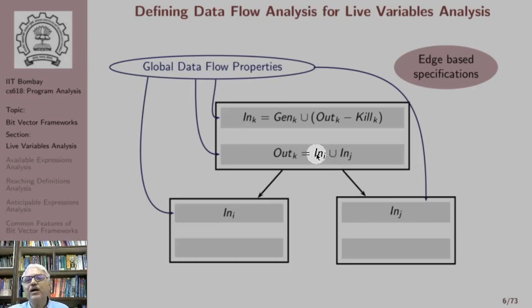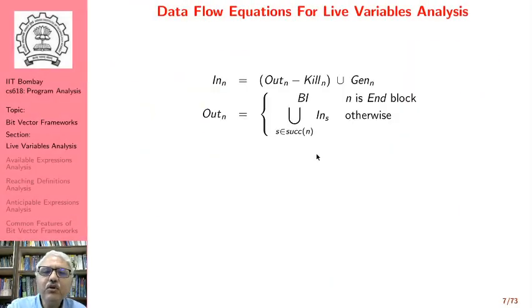Interesting question to ask: is it the case that edge-based specifications always define the same computation as the path-based specification? As we shall see later in module 2, this is not always the case, but as I said, bit vector data flow frameworks are simpler frameworks. So this is something that indeed holds for the bit vector data flow frameworks. So we get our data flow equations.